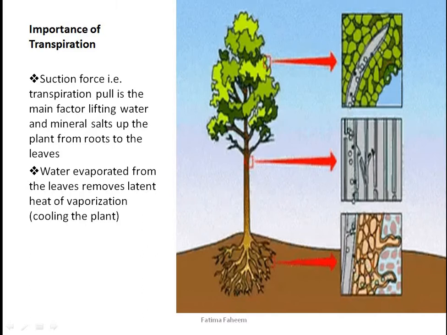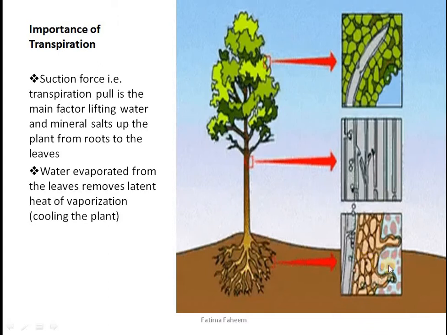Transpiration, as I told you, is the loss of water vapors or evaporation of water from the surface of mesophyll cells. It's mostly through the aerial parts of the plant. Aerial parts means the parts which are in contact with the air, especially through stomata. So this suction force, which is called the transpiration pull, created by transpiration, is the main factor lifting water and mineral salts up the leaf of the plant from roots to the leaves.